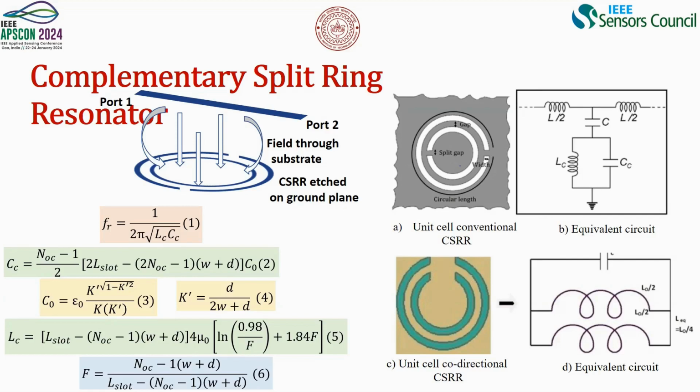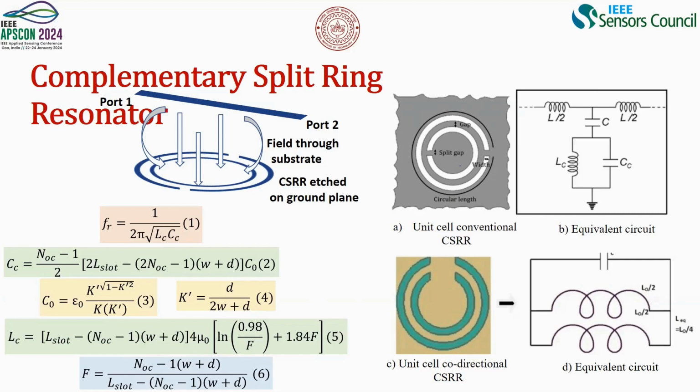And the frequency of resonance is given by the formula 1 by 2 pi root over LC, where the in-depth equations are shown here. Here, NOC is basically the number of slots in the split rings. L slot is basically the diameter of the inner ring. And there are two additional terms, W and D, where W is the width of the metallic microstrip patch, and D is the distance between the two slots. And there is an additional factor, which we call the filling factor, shown by equation 6.